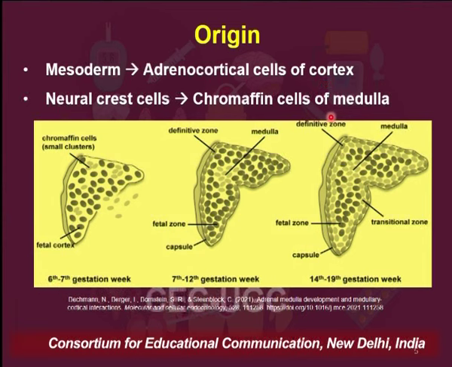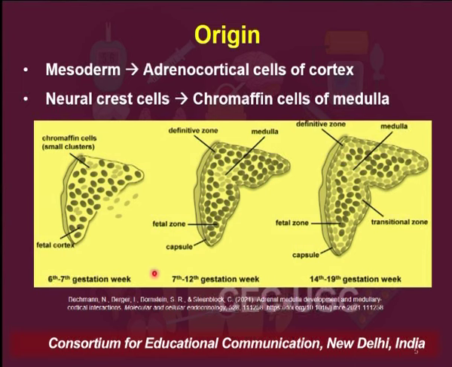So if we look at the origin, you will find out that interestingly the adrenal cortex and medullary portion have arisen from different germ layers. The mesoderm has given rise to the adrenal cortex cells, while the medullary cells have been originated from neural crest cells. When the pregnancy is about 6 to 7 gestation weeks, there are certain cells which are referred to as fetal cortex cells.